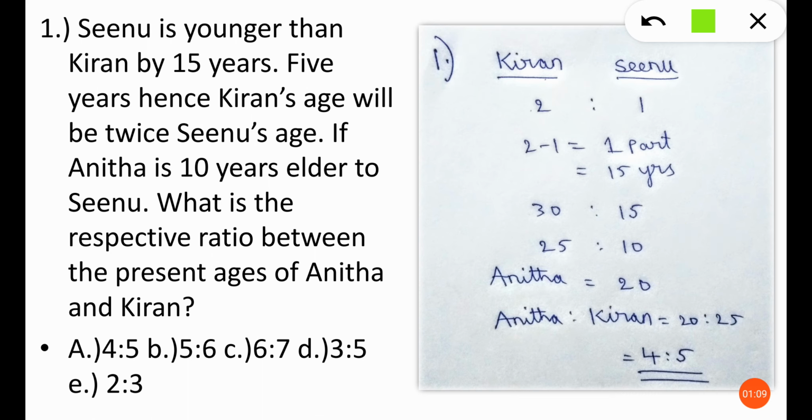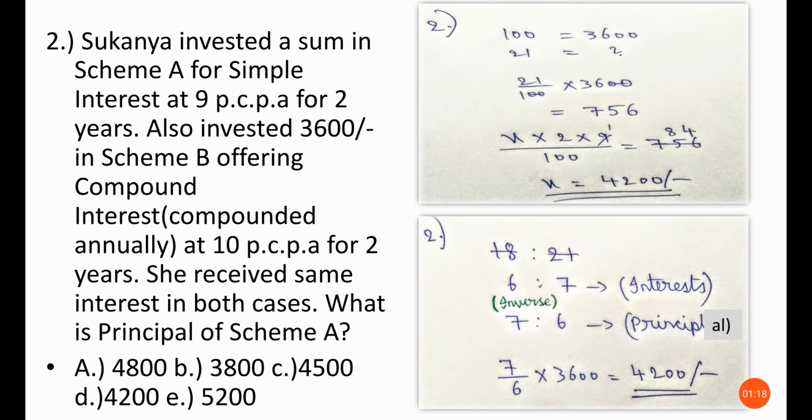And they asked the ratio between Anita and Kiran. So 20:25 equal to 4:5. Option A is the right answer. Moving to the second question.